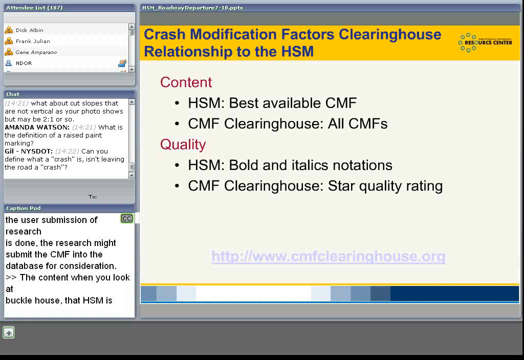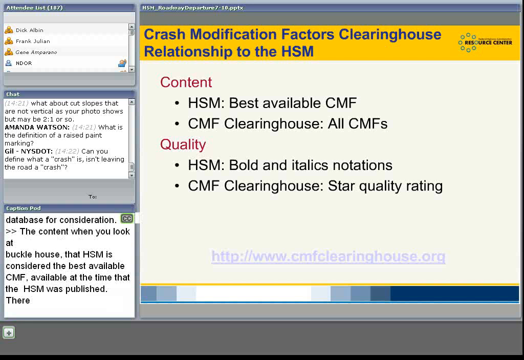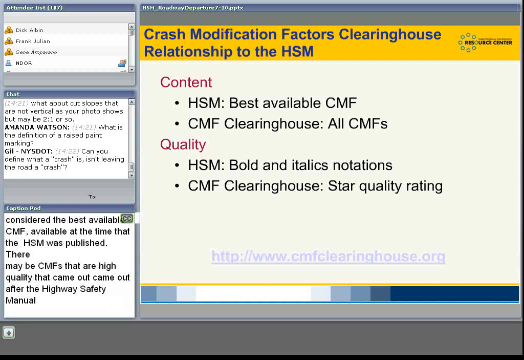It also indicates whether it's a CMF that's in the Highway Safety Manual. It is based on user submissions: as research is done, the researchers might submit their CMFs into the database for consideration.